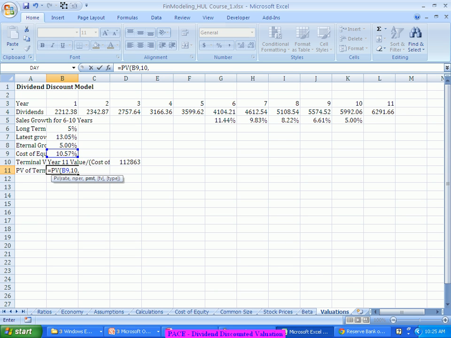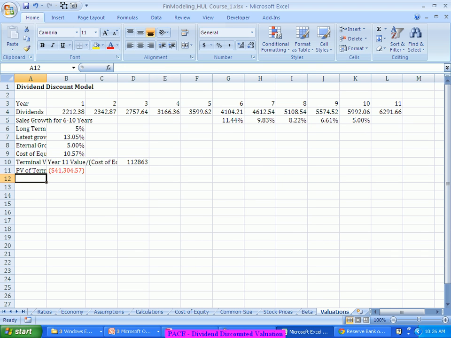So the PMT is used if it is a uniform value across all the periods. But this is a lump sum value, 1 lakh 12,000, so I'll use this as FV. FV is the future value. The future value of this company, or of this share of equity, after 10 years is going to be 1,12,863 crores. So as of now, if I want to bring it down, it is worth around 41,000.